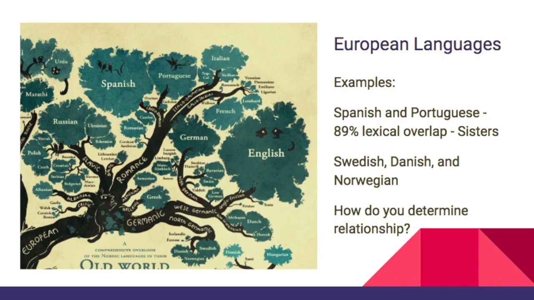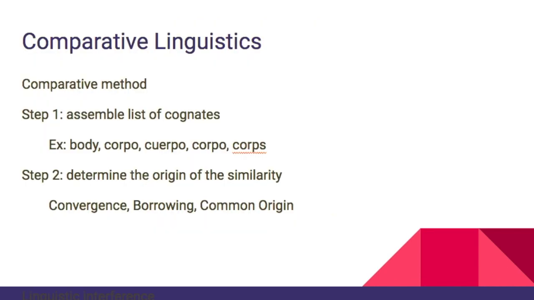And to be specific, Spanish and Portuguese have an 89% lexical overlap, and that's how you can determine whether or not they're sisters, is a high percent of similarity. And then the question is, how do you determine these relationships, whether or not languages are sisters with each other? And that's through comparative linguistics.